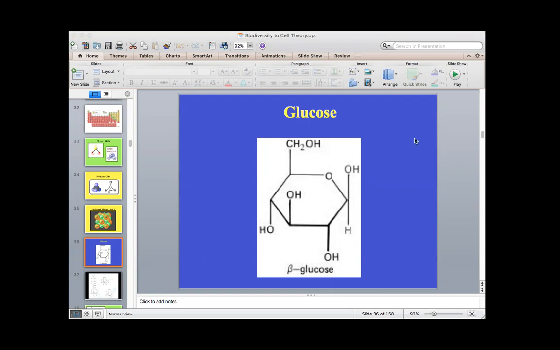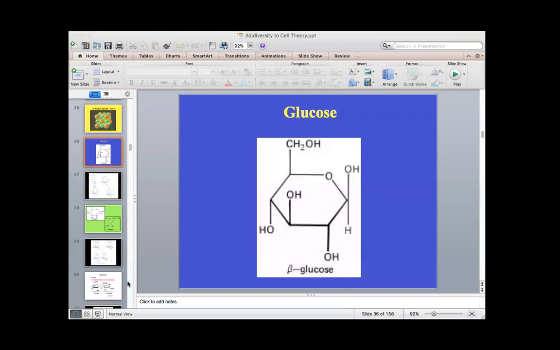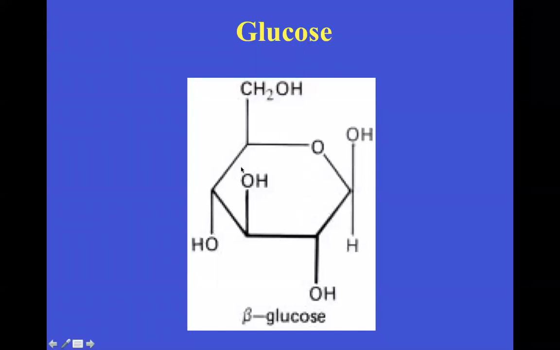Okay, so we're still looking at molecules, but we want to look at molecules that are a little bit larger now. So let's take a look at the first one, which is glucose. And the structure of glucose is more complex than anything we've looked at so far. You can see here that we have this ring structure. And again, remember, at every apex there's going to be a carbon atom.